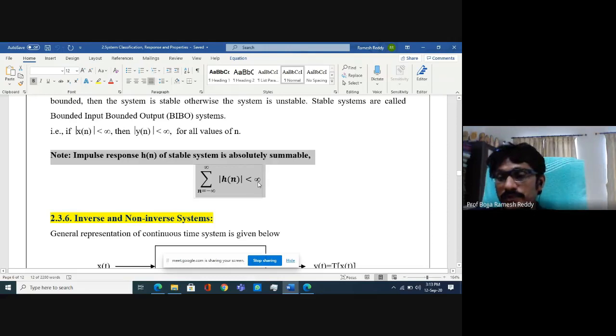For every stable system, this is one important condition or restriction: the impulse response is absolutely summable. In the case of a continuous time domain system, the impulse response is absolutely integrable. If the impulse response is absolutely integrable, then blindly you can say that the system is stable.